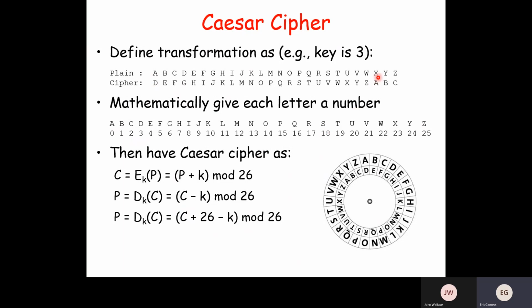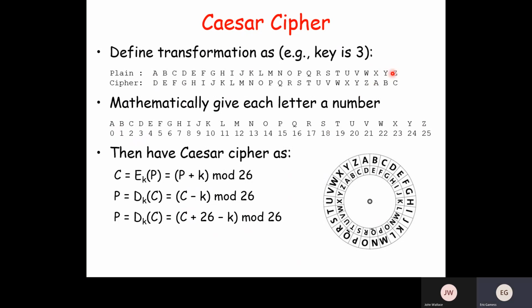Let's show that X will become an A. What is the value of X in the plain text? 23. So I put here plain text 23. 23 plus the key, 23 plus 3, is 26. 26 modulo 26 is 0. So I look at who is 0. 0 is A. So X will become A.